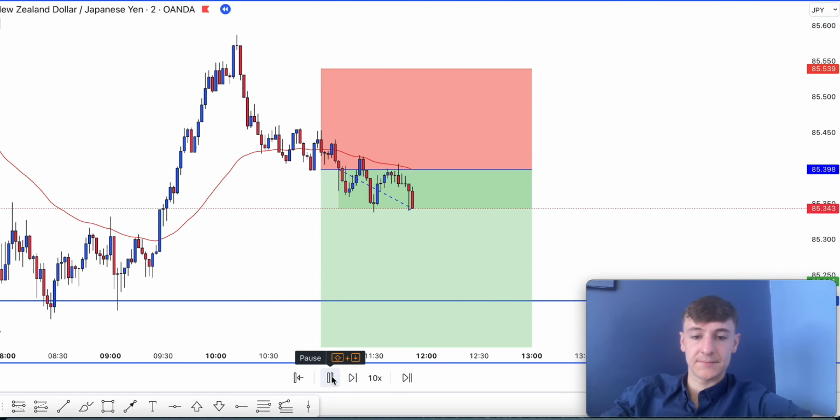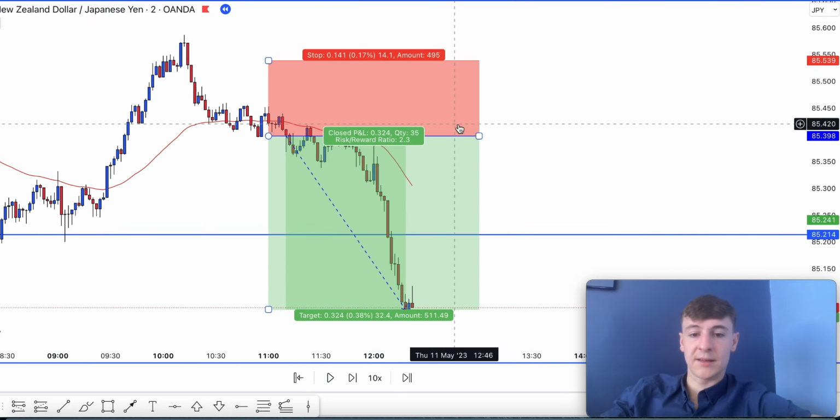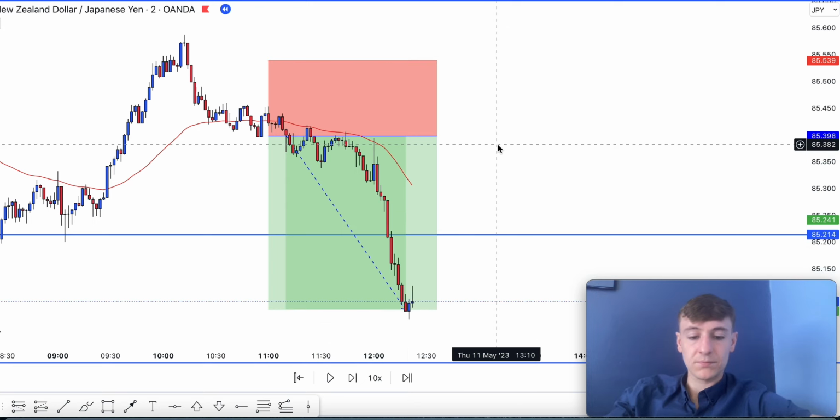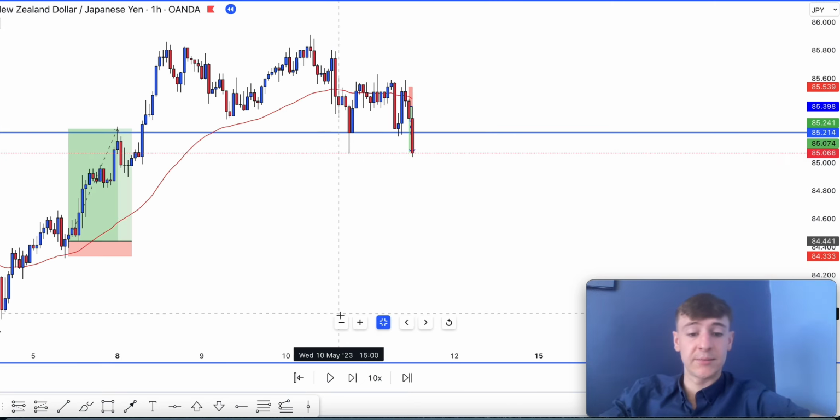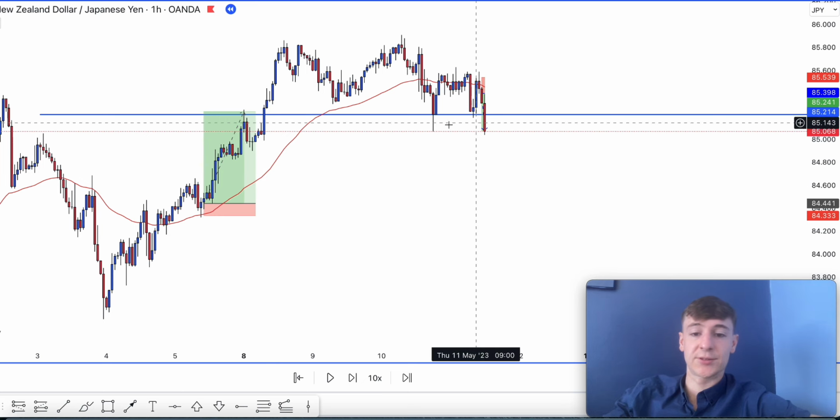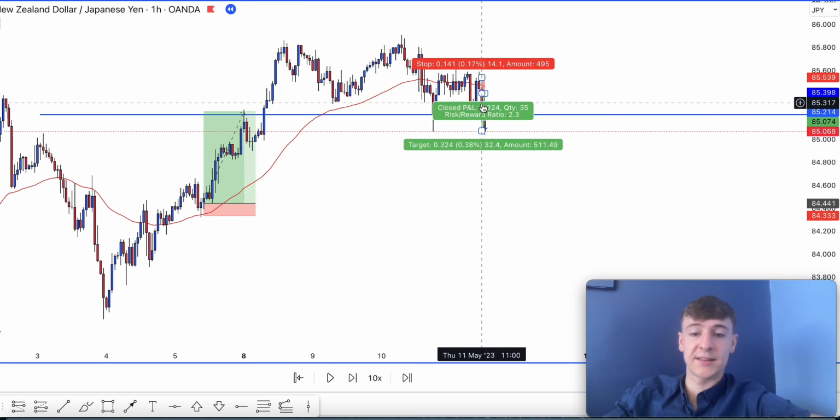So let's see. Okay, yeah, that did rip to the target, but yeah, I'm just working on this at the minute and seeing, because between these two trades, if you did that perfectly, that's 7.4. What's that?